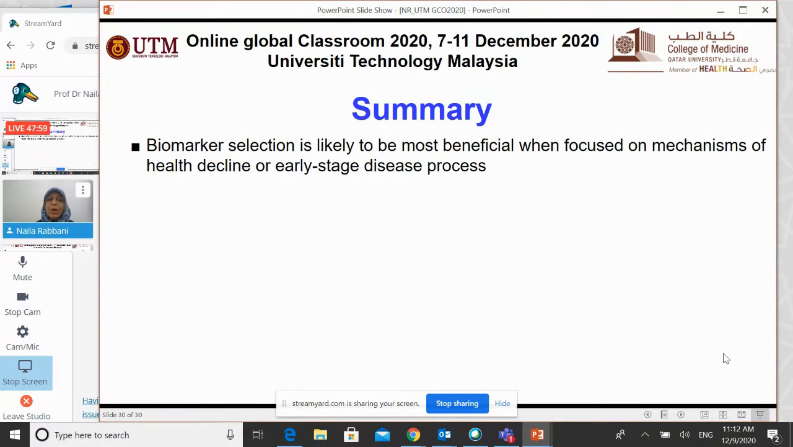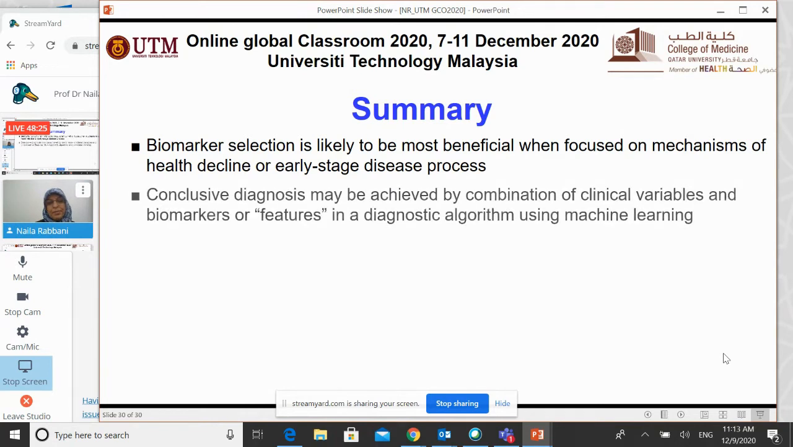So to summarize, biomarker selection is likely to be most beneficial when focused on the mechanism of health decline or early stage disease process, because proteins are the machinery of life, and damage to the protein is the closest to the phenotype of the disease. So all these biomarkers are really coming from the mechanism of health decline. That's why we got this very good outcome of the diagnostic algorithm.